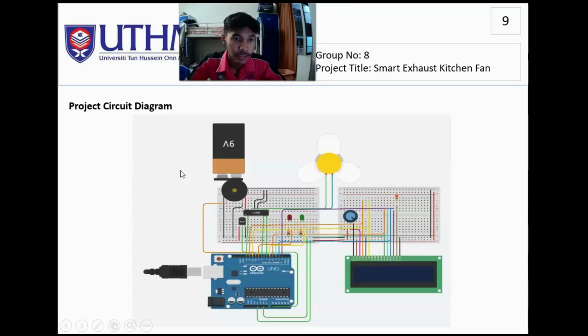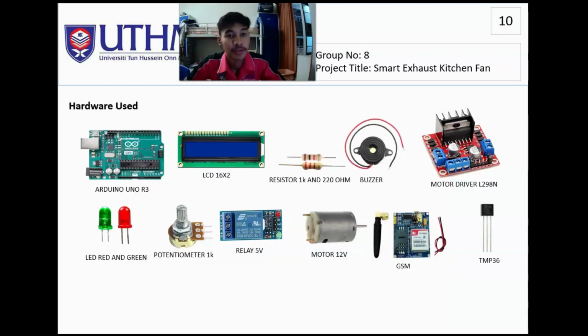And then next is the project circuit diagram. So this is our project circuit diagram that we designed in Tinkercad. We use Tinkercad because it's very simple to use and practical, because it can run like a real hardware project.